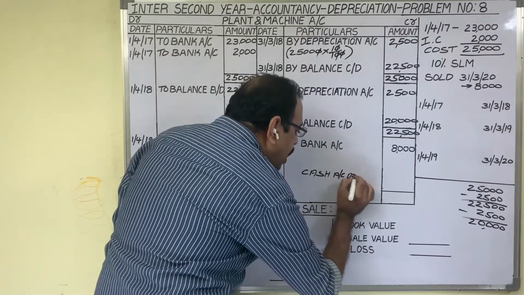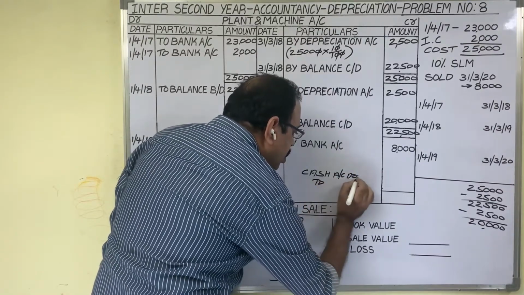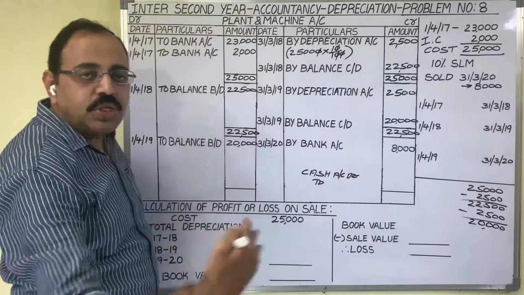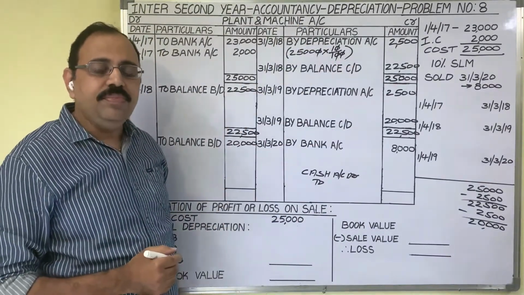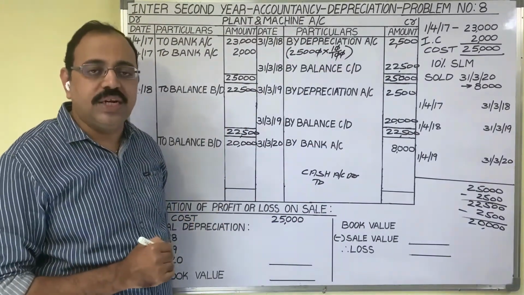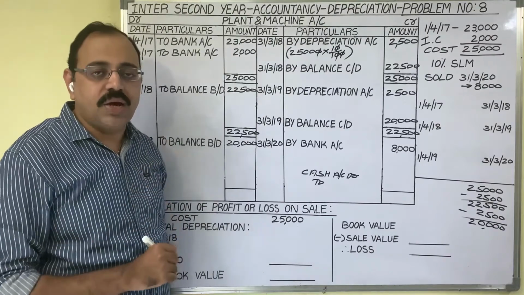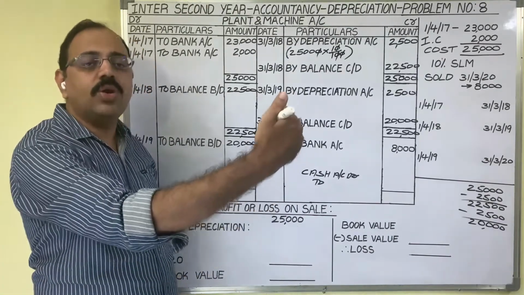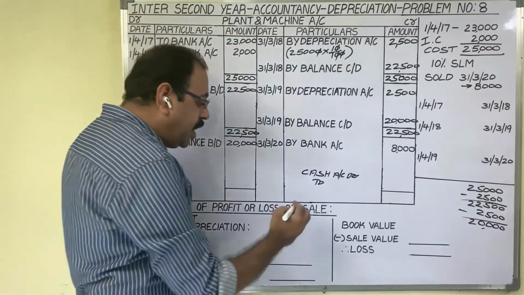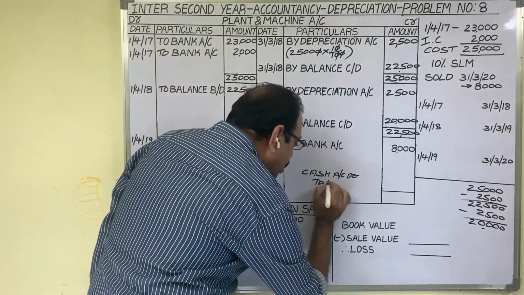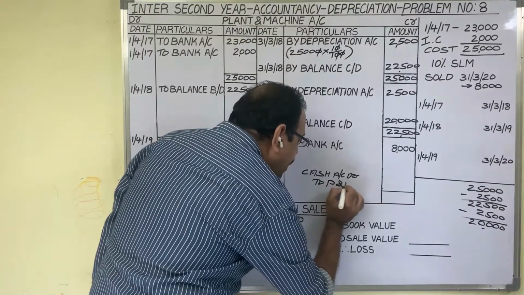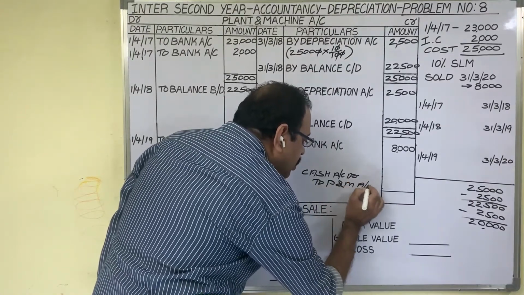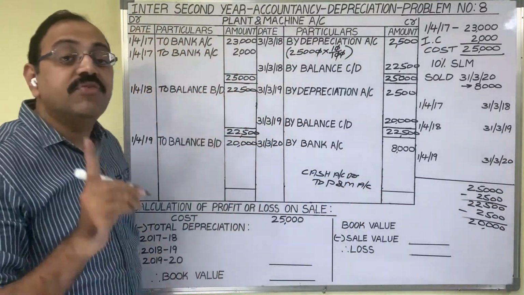Cash account debtor to plant and machinery is going from the firm. Plant and machinery is also an asset. It is also a real account. Real account rule: debit what comes in, credit what goes out. As plant and machinery is going, credit plant and machinery account. This is the entry for sale.